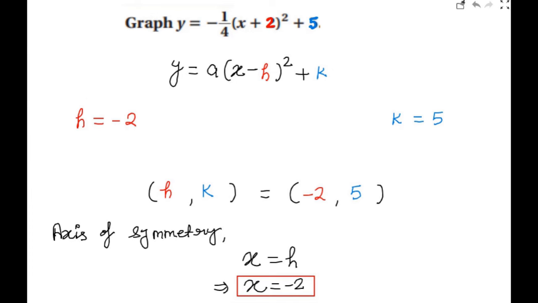Also, the leading coefficient, as we compare the value of a, a equals negative 1/4. It's a negative value. Just because it's a negative value, we can consider the graph to be opened in the downward direction. That is a kind of inverted U-shape. We got a lot of data about the graph.